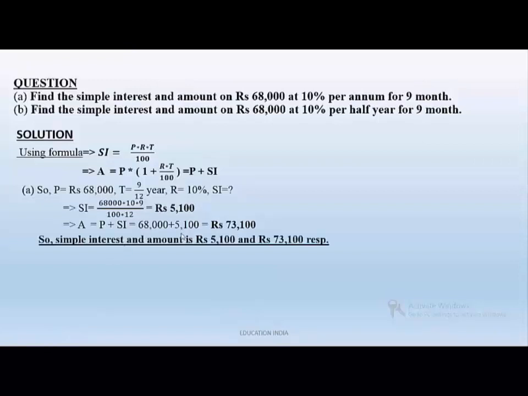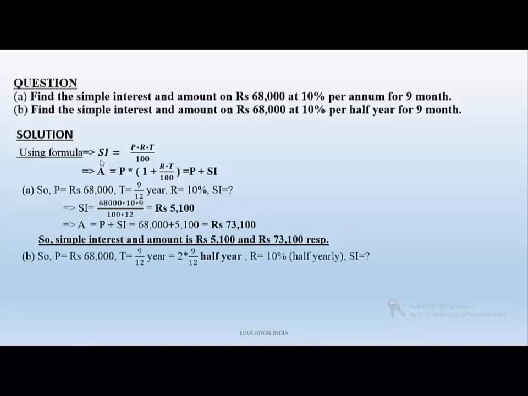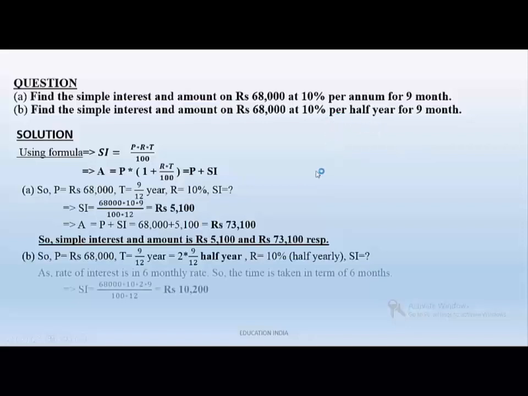Now let's solve part B of the problem. In this part, we need to calculate simple interest and amount with a rate of 10% per half year. Now for this part, we need to convert time 9 months into years, but there is a twist also. As the rate has been given as 10% per half year, we need to convert the time in terms of 6 months. That is, time T equals 9 upon 12 year, which is basically 2 times 9 upon 12 half years. So the rate has been given as 10% per half year.